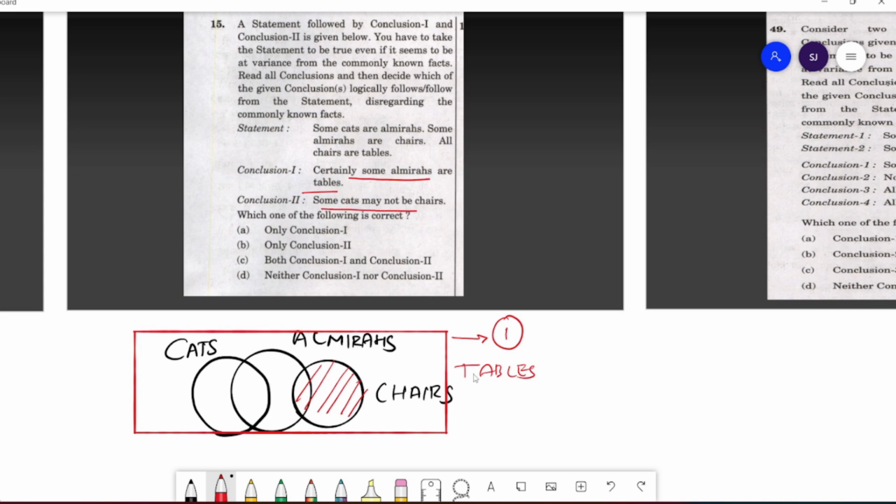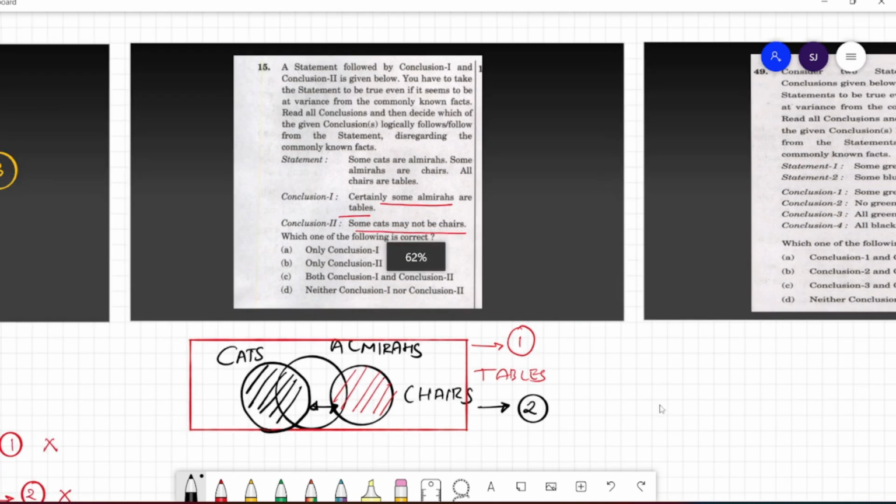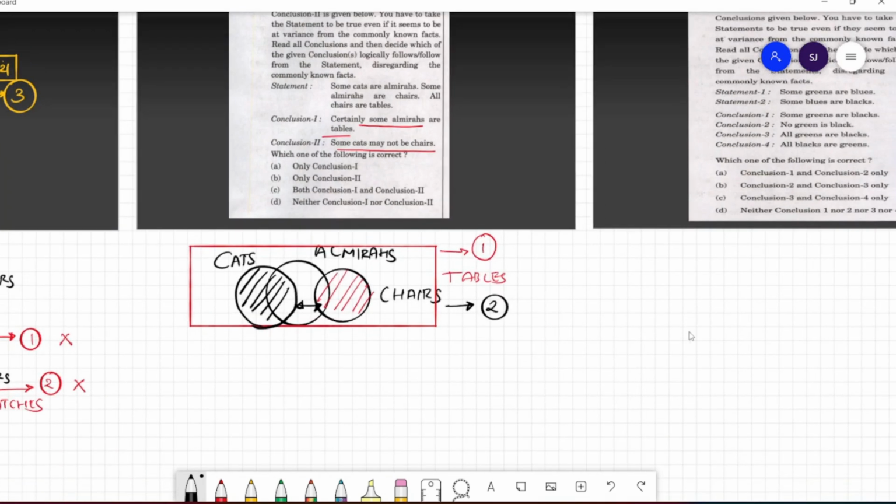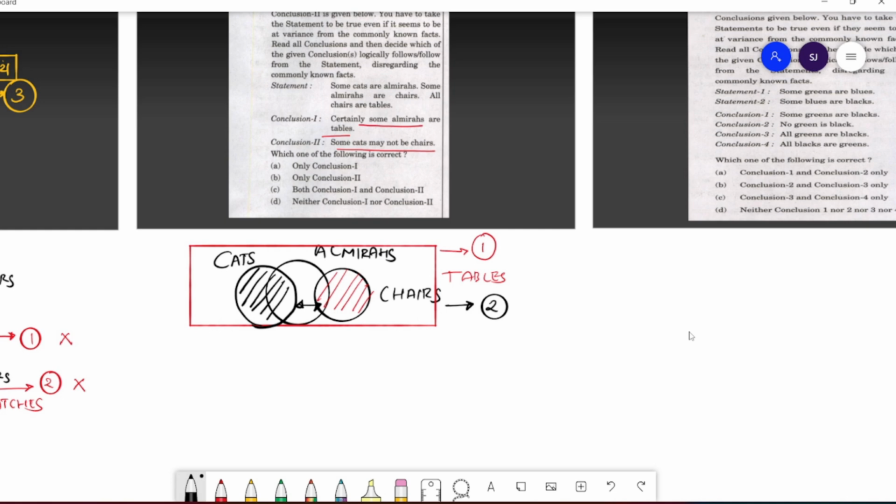Some cats may not be chairs. So here look at it. Some cats, yes, this is not true because chairs are here. So the second statement also is true. You can ask me, should we represent it in a different diagram and only then conclude. Yes, we are going to represent it in a different diagram.